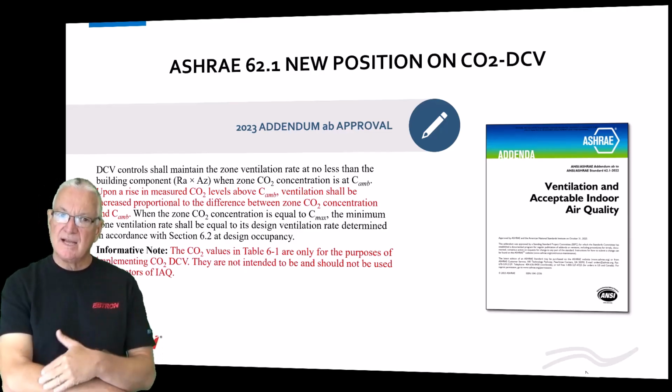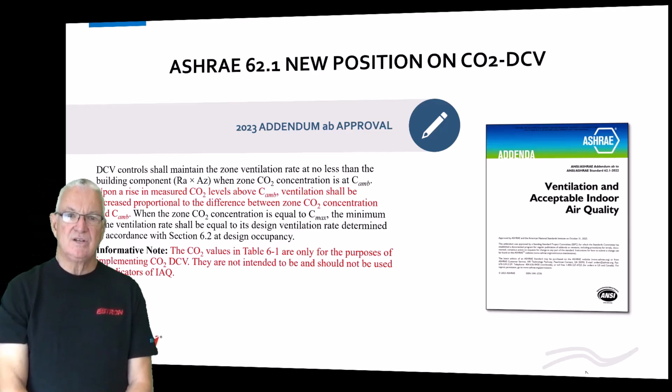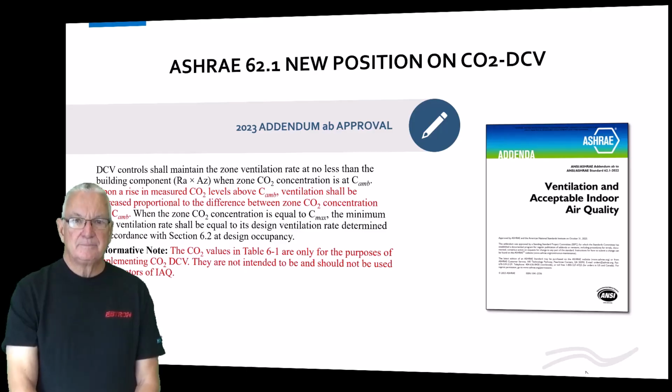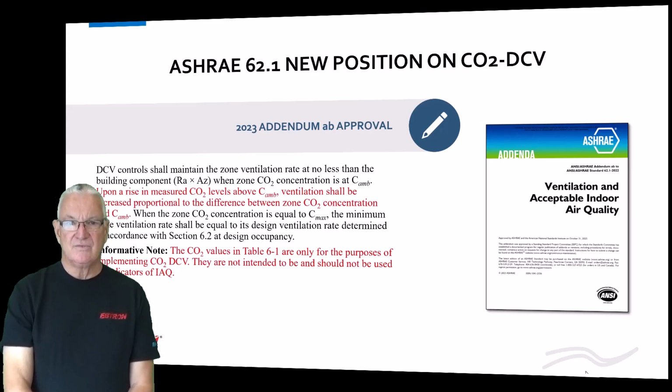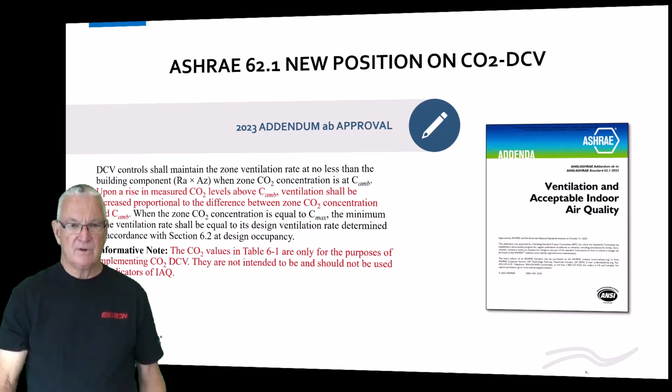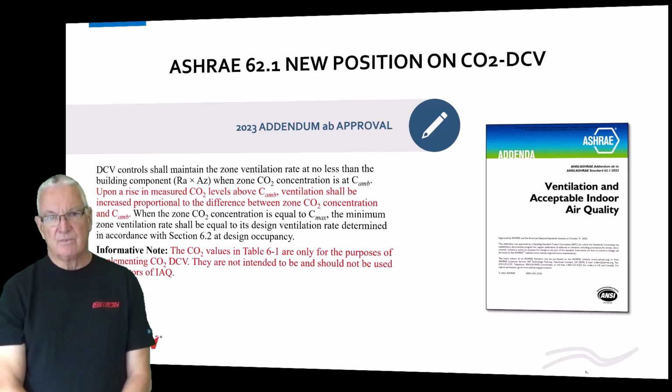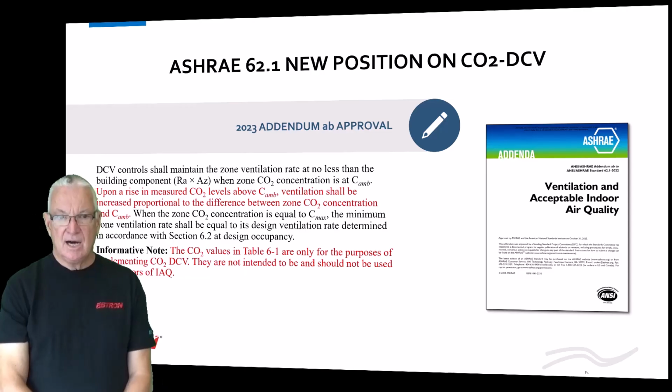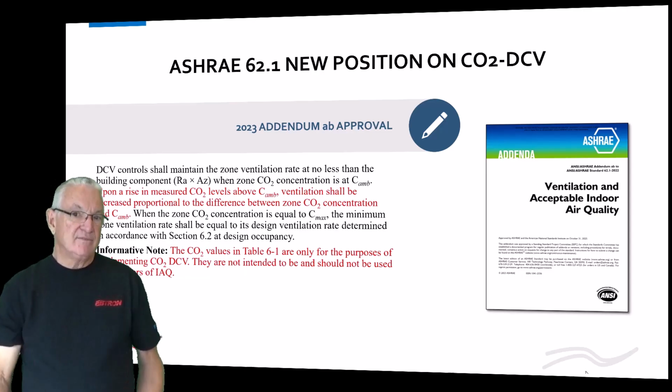They've added this whole section on CO2 ventilation control. And there's really no way for me to do this other than read it, okay? So it says DCV controls shall maintain the zone ventilation rate at no less than the building component, the floor area component. That's correct, but it should also say, or that required for building pressurization, whichever is greater, okay? That really should be added because this is just going to mislead people.